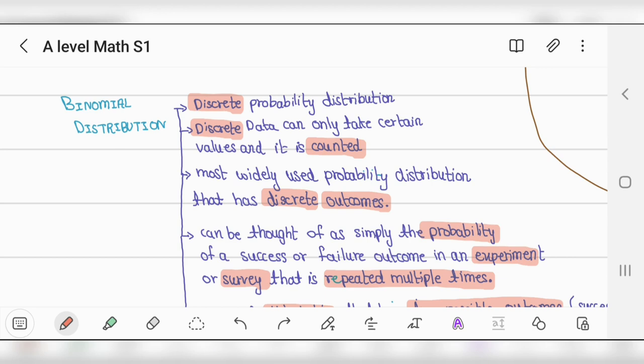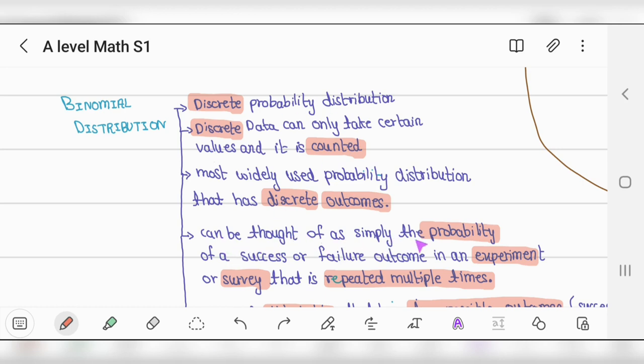Okay, let me tell you something. The difference between binomial and normal distribution is that in binomial you have only certain values which are countable, right? But in normal distribution you have a continuous data set, like height, time, weight. But in binomial you just have certain values which you can easily count. So this is binomial distribution, and it's really easy, and you'll understand this. It is the most widely used probability distribution that has discrete outcomes, which can be counted, right?